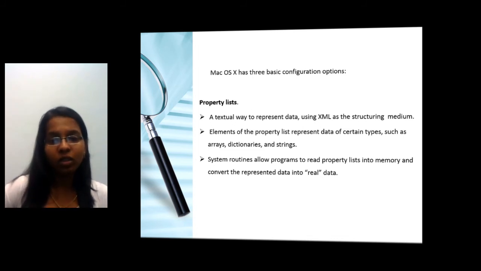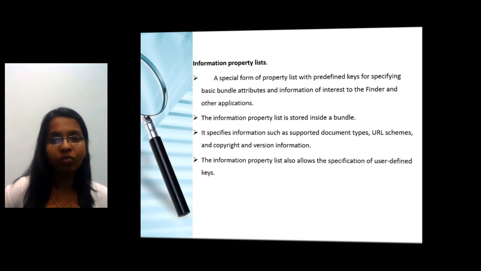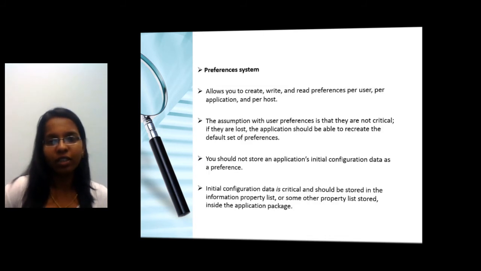System routines allow programs to read a property list into memory and convert the data into real data. The information property list is a special form of property list that holds a bundle's basic attributes and information of interest to Finder and other applications. The information property list is stored inside the bundle. It specifies information such as document type, URLs, copyright, and version information, and it allows the specification of user-defined keys.